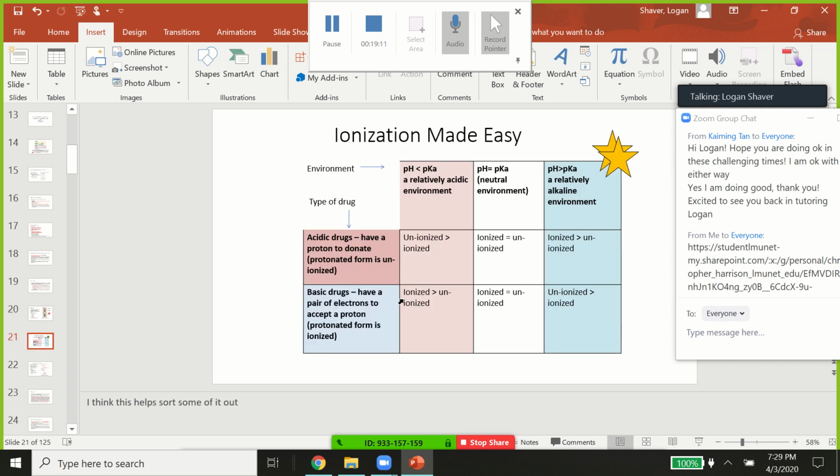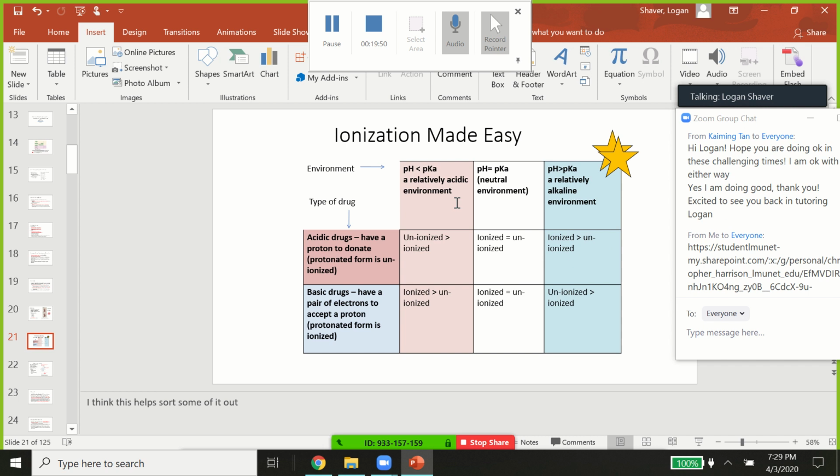Now here's the chart I was talking about. Okay, so notice here, it basically says the same thing as that slide back there did. It's just a nicer, easier way to look at it. So for acidic drugs, the pKa of that drug is higher than the pH, so relatively acidic environment, and it's unionized more than ionized, so therefore it's able to be absorbed. If they're equal to each other, then the ionized and the unionized are equal to each other. And then ionized is going to be much higher in the case of an alkaline environment for an acidic drug.